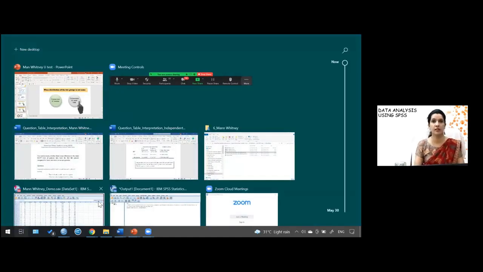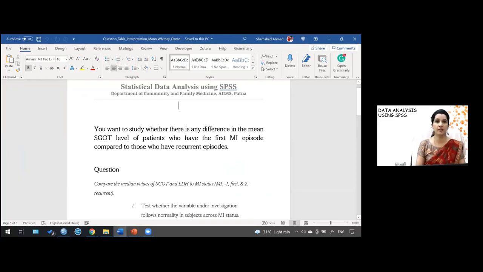So this is the data of Mann-Whitney, and this is the question. You want to study whether there is any difference in the mean SGOT level of patients who have got a first MI and a recurrent MI, and the SGOT and LDH, both. So you can apply that.